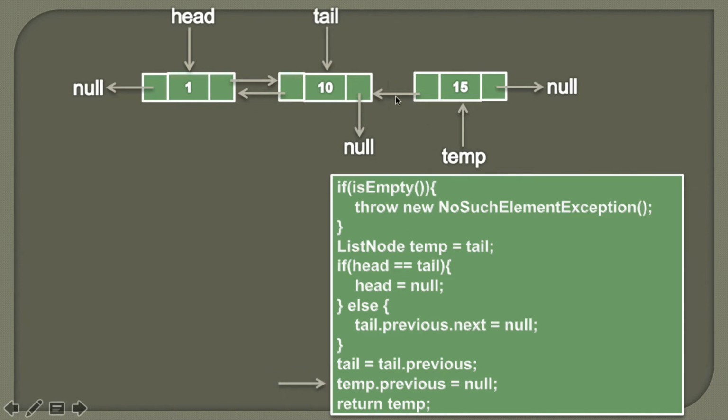And then we'll break this link and assign a null value to it. We know that the temporary node is pointing to this last node and we need to assign a null to its previous. Therefore we'll simply assign a null value to temp.previous. So it would look something like this.